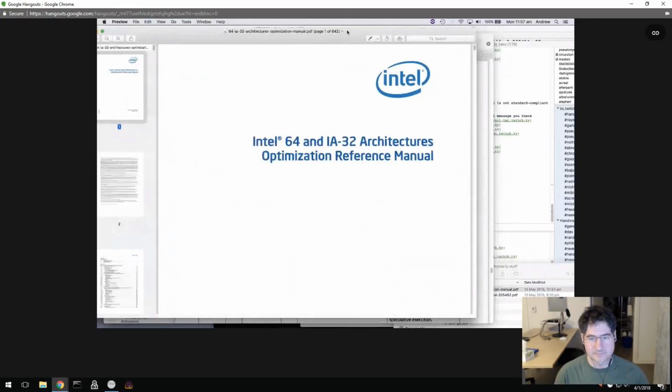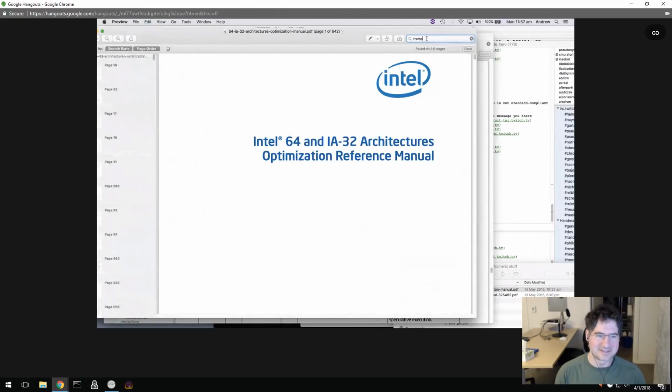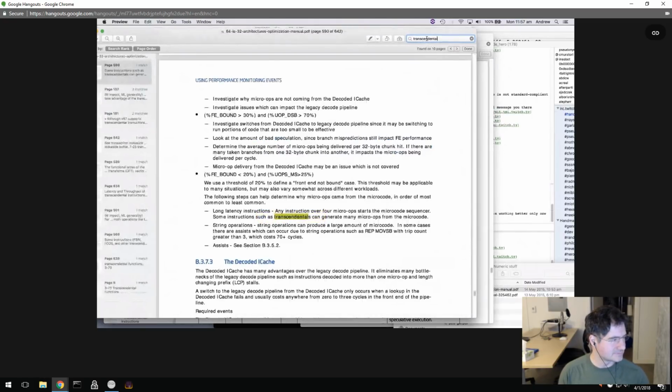Okay. It might be in the optimization reference manual. I might be thinking of a different manual. I don't think I know the passage you're talking about. I'm interested to see. You know that there are now more pages of documentation for a modern Intel chip than there were transistors in Intel's first CPU.